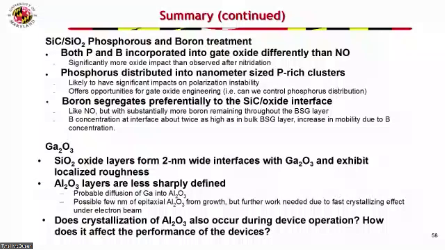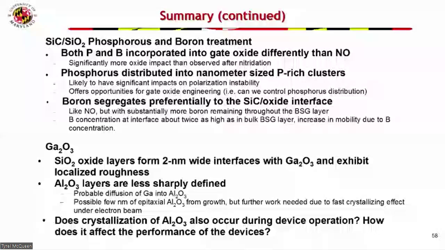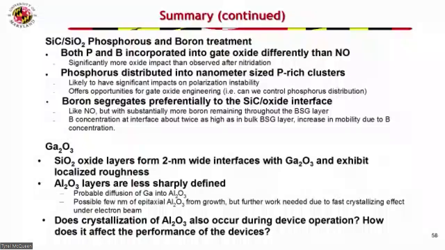Phosphorus distributes into some clusters of particles inside the material, which could have an impact on the properties. It could maybe be used to design different devices. I don't know. The boron preferentially segregates to the interface, and some of it diffuses into the silicon carbide.